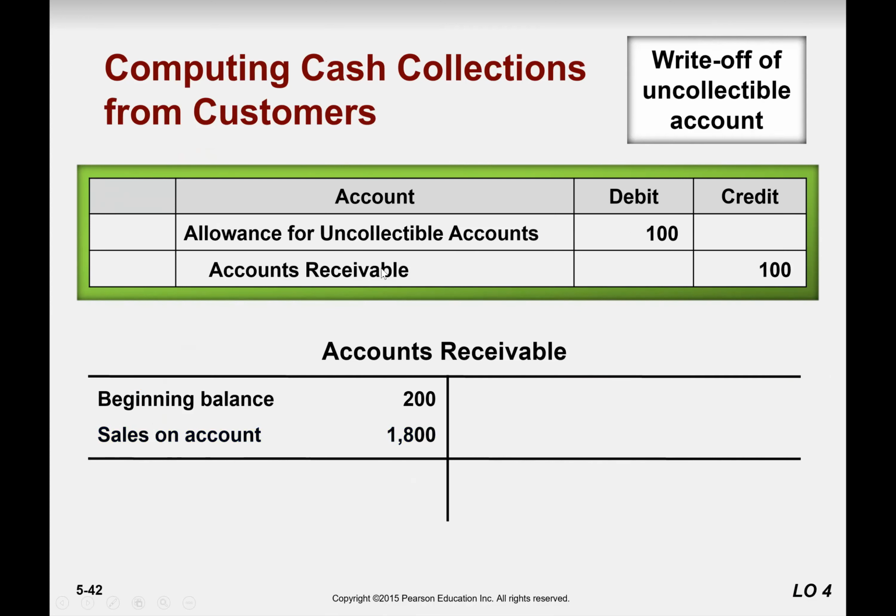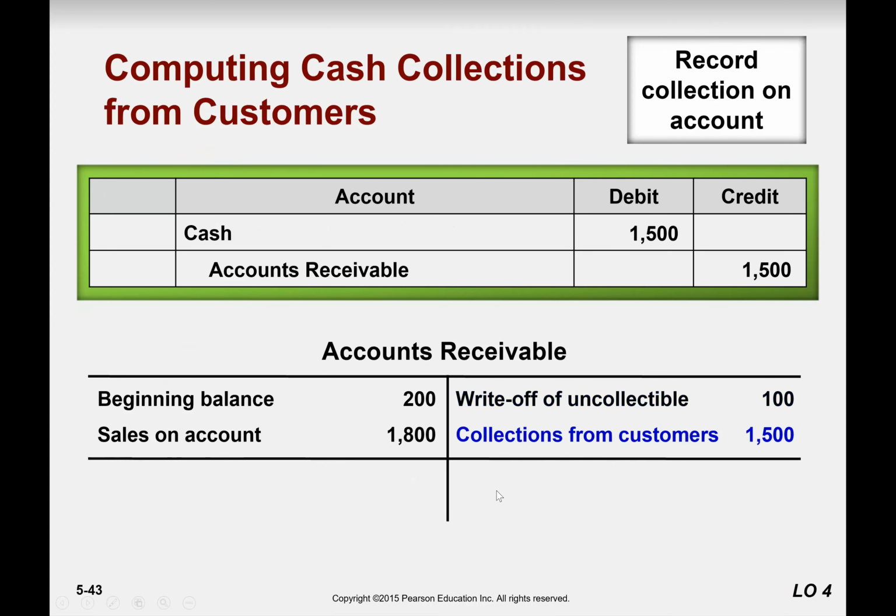And uncollectible, if it happened, so allowance for uncollectible to accounts receivable 100, so it is charged here. And if the customer paid us 1500 here, the balance would be 400. So this is how we calculate collection from the customers.